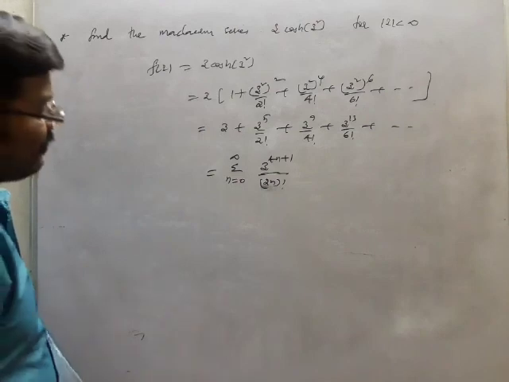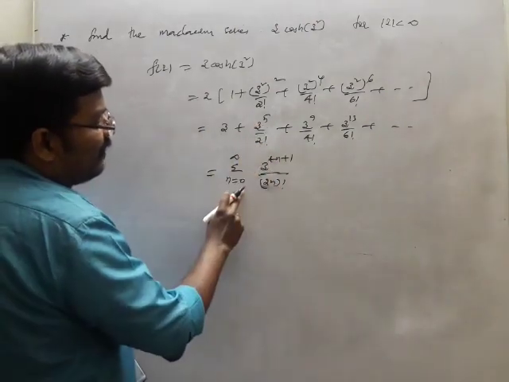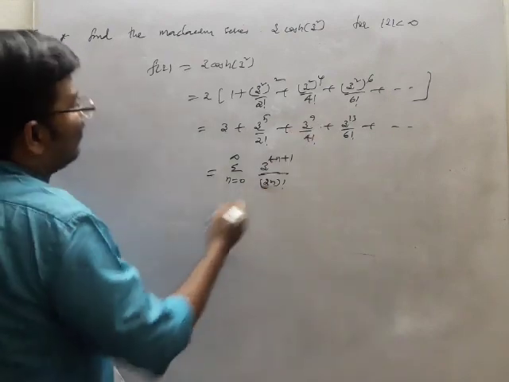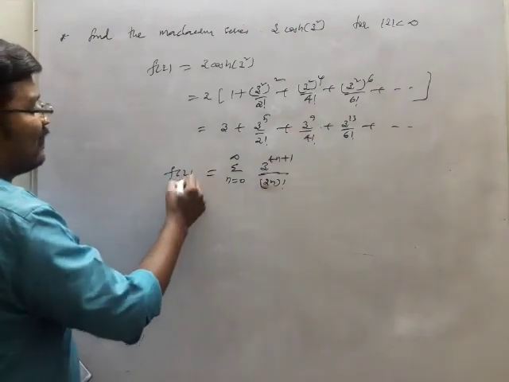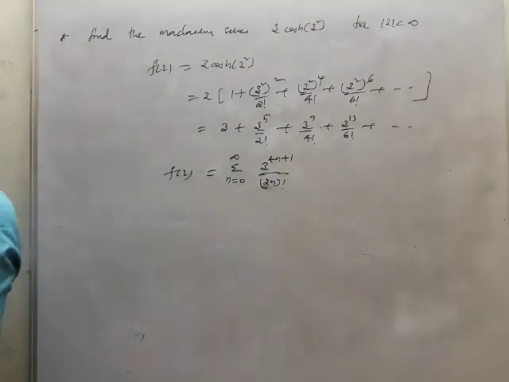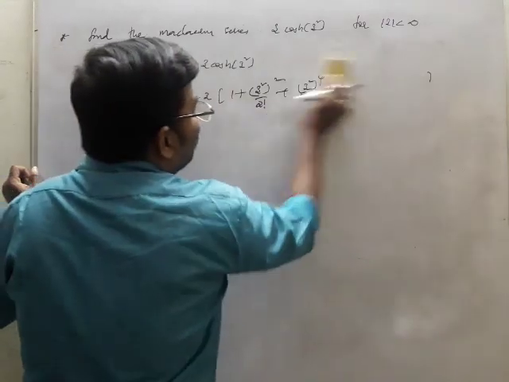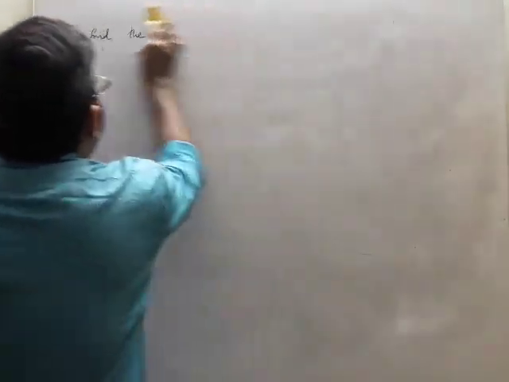Put n equal to 0, you will get z. n equal to 1, you will get this one. n equal to 2, you will get this one. So this is how the Maclaurin series you can form for this type of problem. Similarly, many other problems are there. This is the way to do the problems in the Maclaurin series.